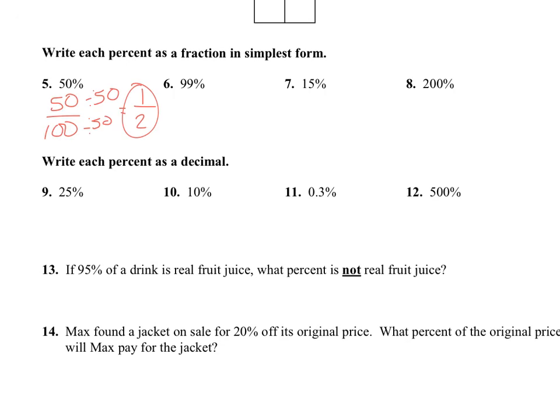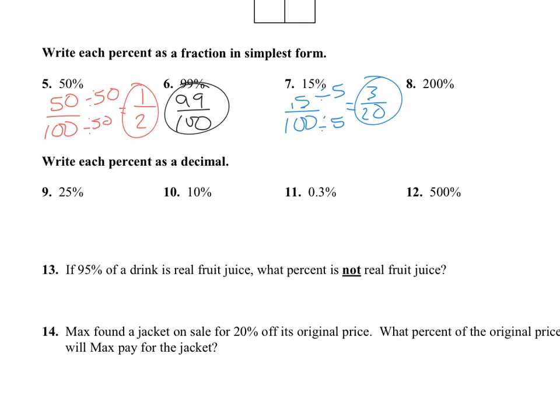Okay, number 6. You've got 99%, so 99 out of 100. What's the greatest common factor between 99 and 100? The greatest common factor is 1, so you're done reducing. That can't be reduced any farther. So 99% is the same thing as 99 over 100. On number 7, you've got 15%, so 15 out of 100. What's the greatest common factor between 15 and 100? The greatest common factor is 5. So I'm going to divide both the numerator and the denominator by 5. 15 divided by 5 is 3, and 100 divided by 5 is 20. So there you go.